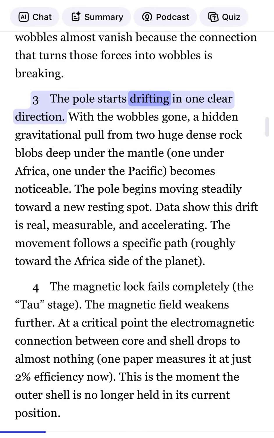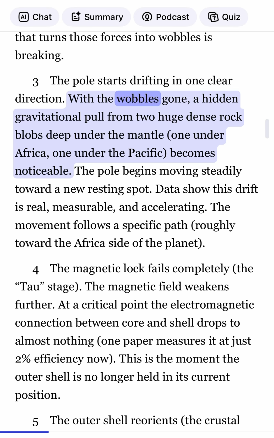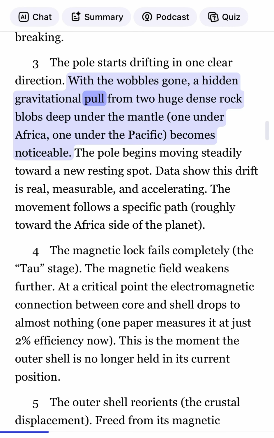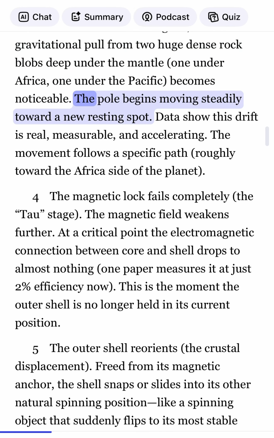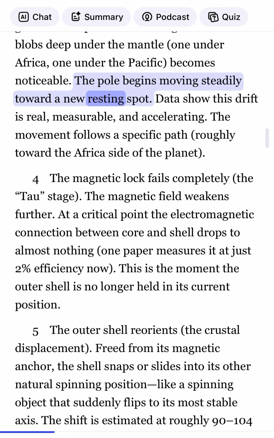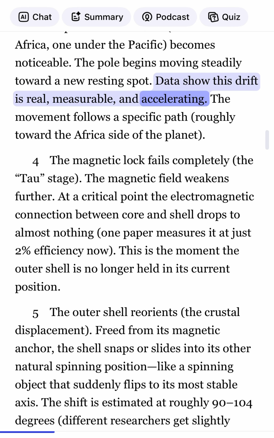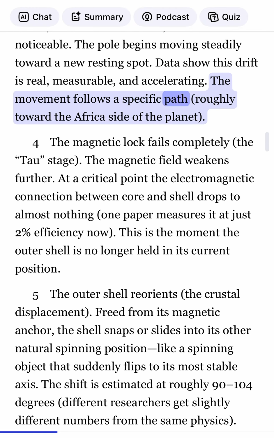3. The pole starts drifting in one clear direction. With the wobbles gone, a hidden gravitational pull from 2 huge dense rock blobs deep under the mantle becomes noticeable. The pole begins moving steadily toward a new resting spot. Data show this drift is real, measurable, and accelerating. The movement follows a specific path.